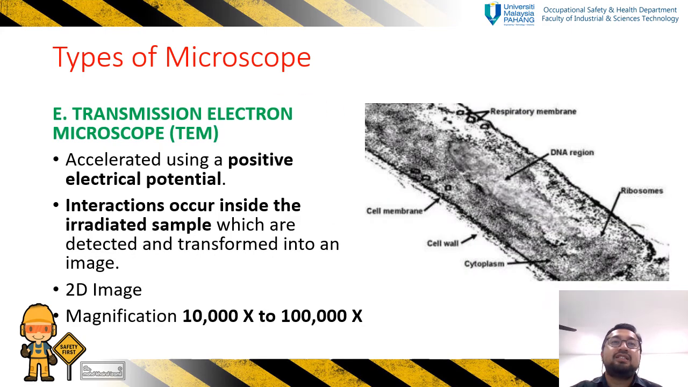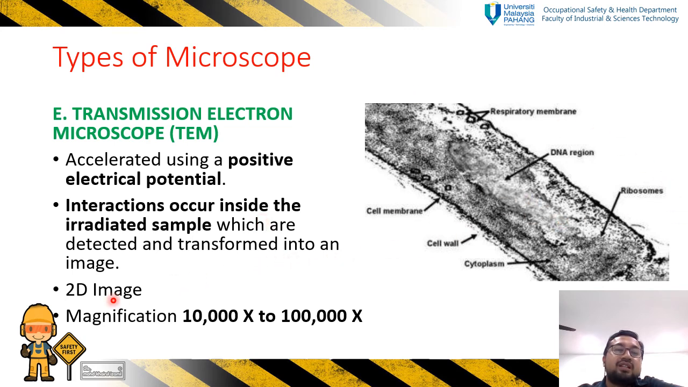Nampak perbezaan kan? So dia ada dua jenis. Transmission dengan TEM, dengan lagi satu kita panggil SEM. Tak apa, kita akan go through lepas ni. So first one is transmission electron microscope, accelerated using a positive electrical potential. So interactions occur inside the irradiated sample which are detected and transformed into an image. Dia ada, tak payah kompleks sangat lah, banyak awak tahu dia ada interaction dari guna electrical tu dengan sample tersebut.